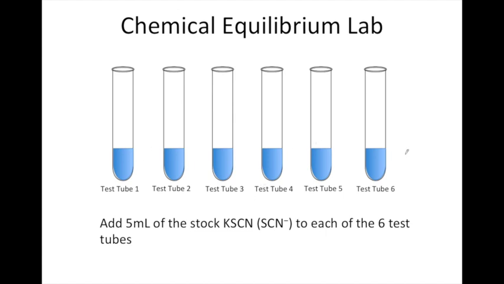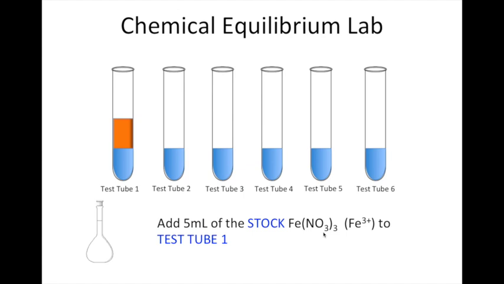Okay. Now, to each test tube, we're going to add 5 mils of one of our iron dilutions that we made using our volumetric flask. So let's go over that briefly. For the first test tube, we're going to add 5 mils of the stock iron nitrate, and we're going to put it in there into test tube 1.